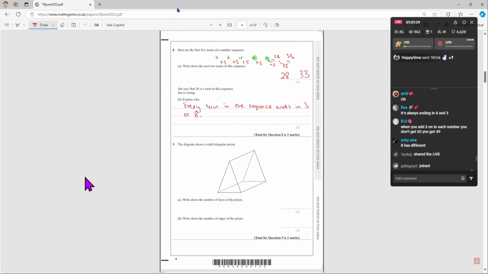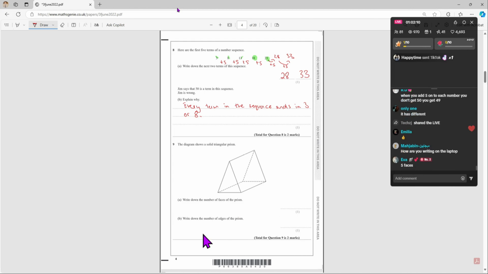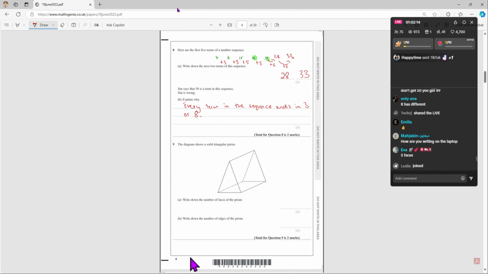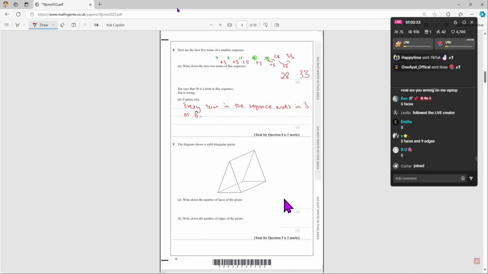Cool. Now question number 9. The diagram shows a solid triangular prism. Write down the number of faces of the prism. Number of faces in the chat. Easy question, 1 mark. Yes, 5 faces. So I hope you guys know what faces are. It just means the faces, like 1, 2, 3, 4, 5.